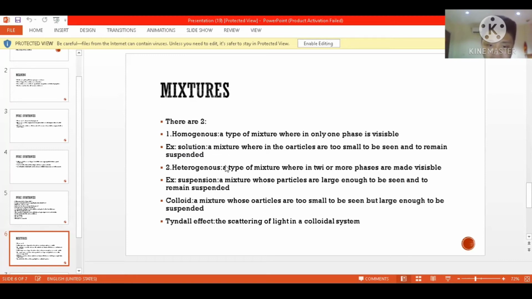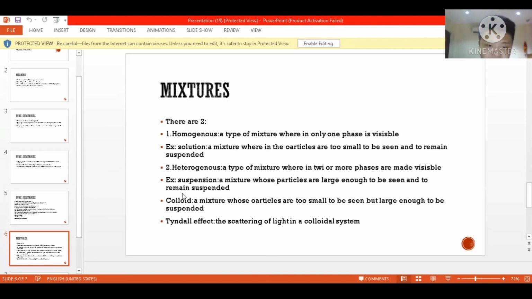The heterogeneous is a type of mixture wherein two or more phases are visible. An example of it is suspension, a mixture whose particles are large enough to be seen and to settle. An example of suspension is oil and vinegar, or sand and water.